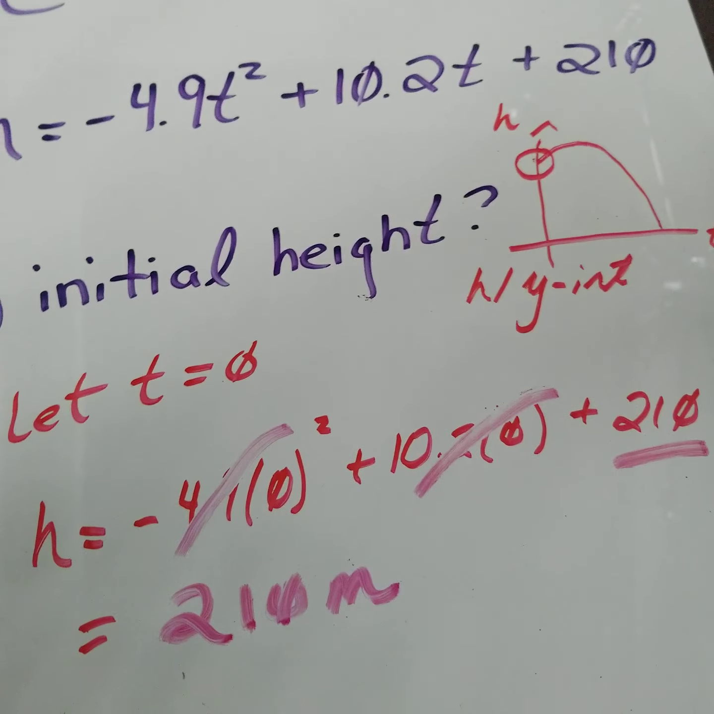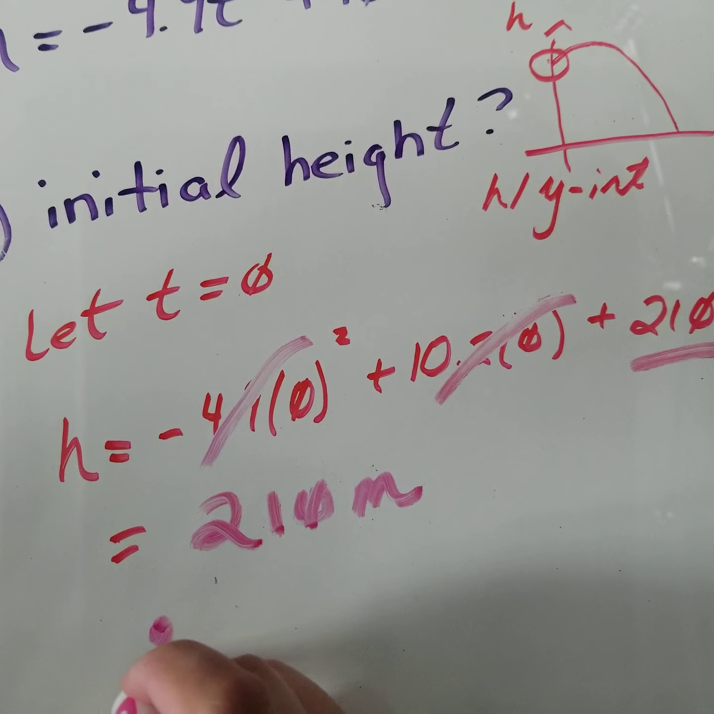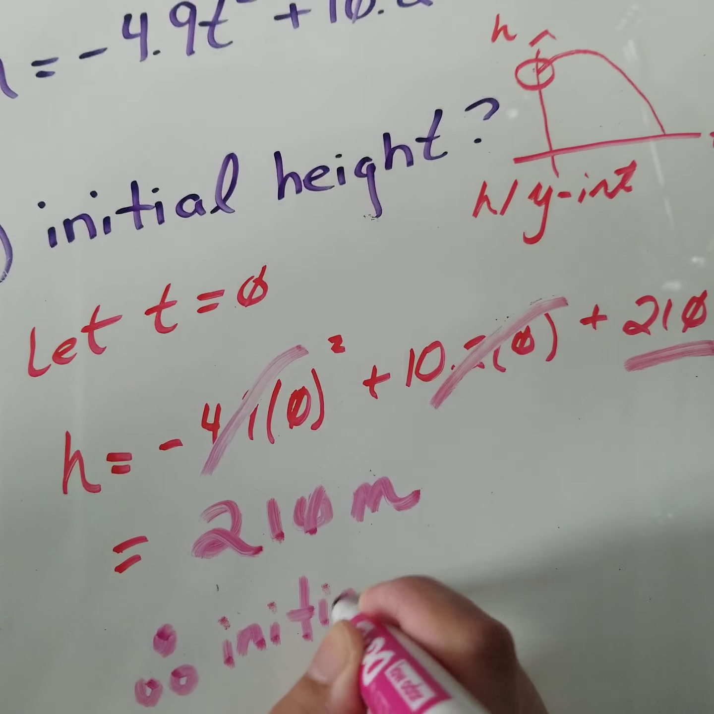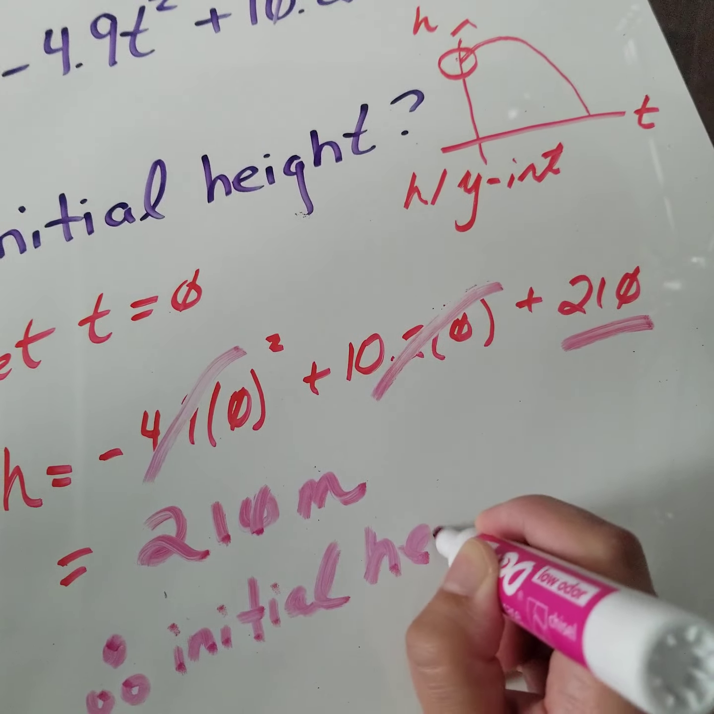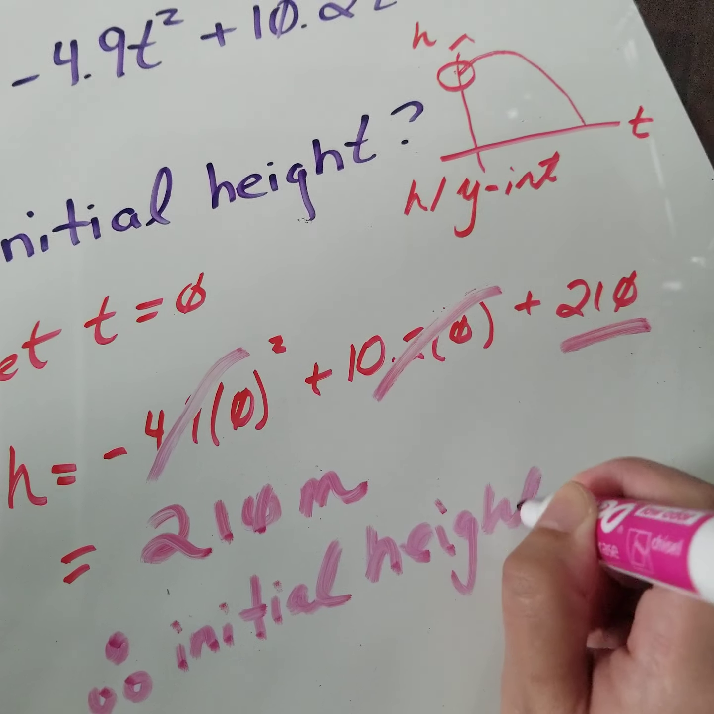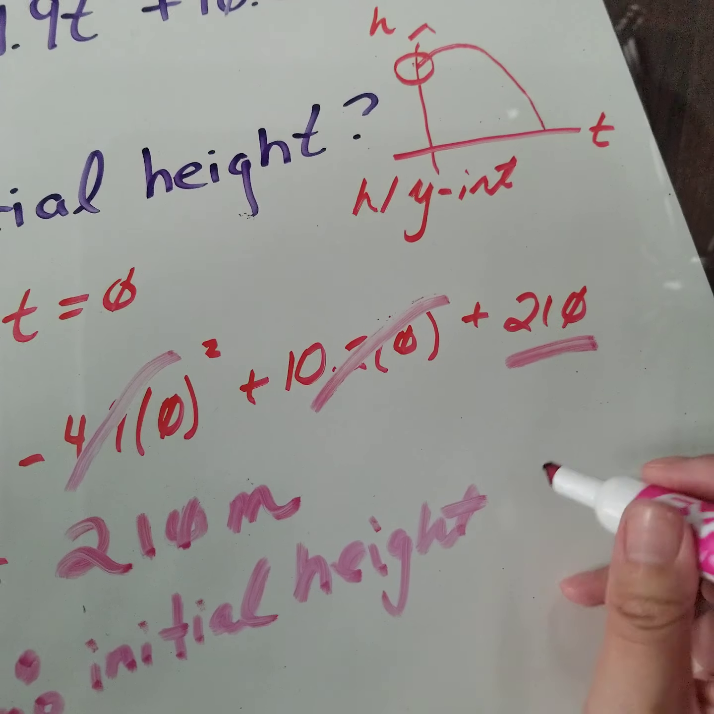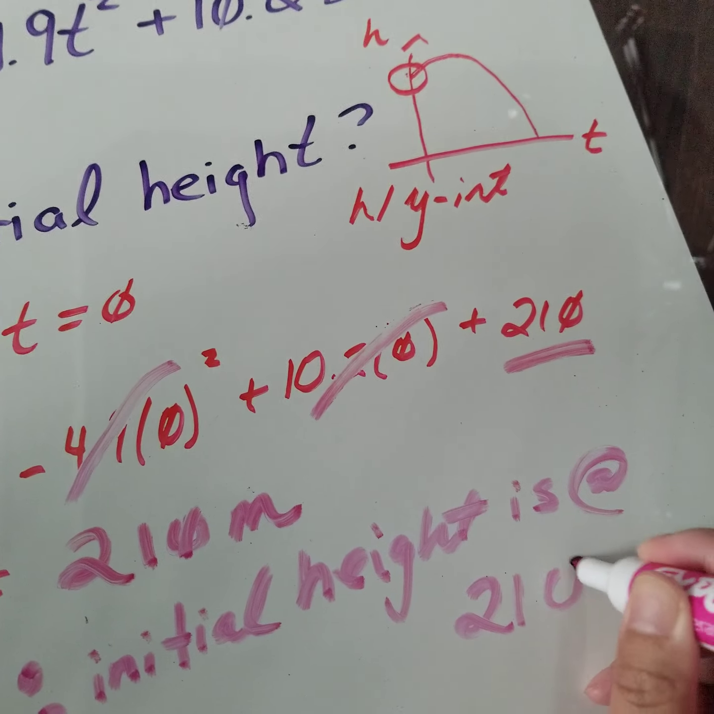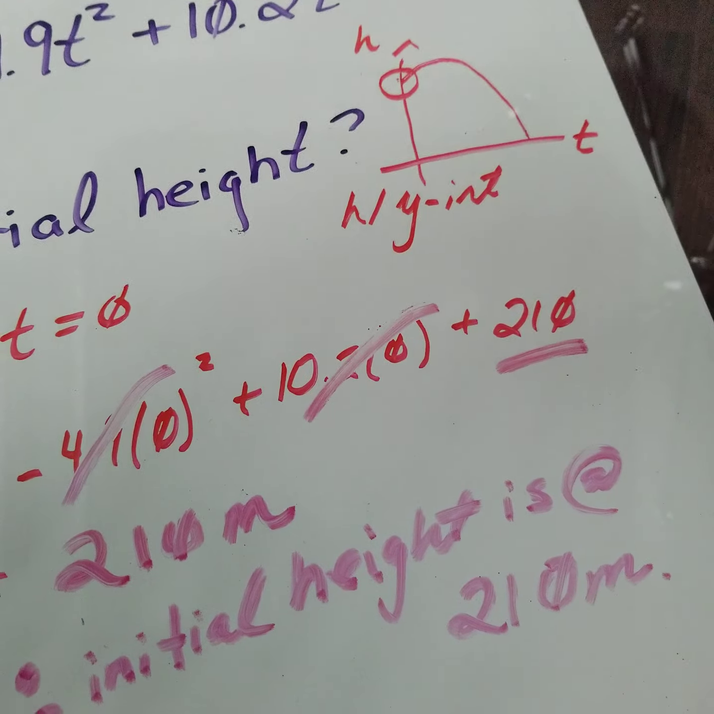Okay, so we would write, therefore, initial height. Jessica's initial height is at 210 meters.